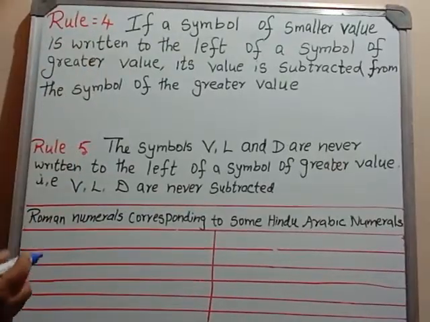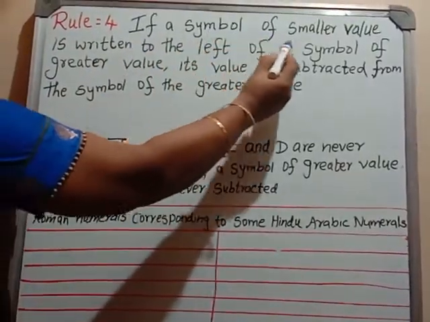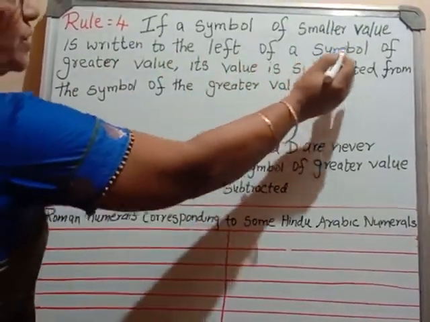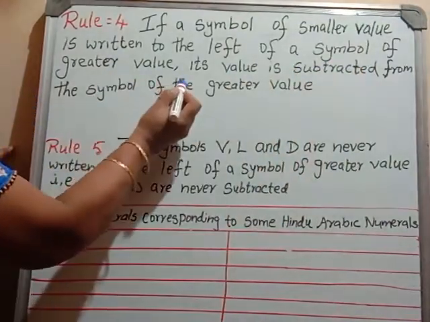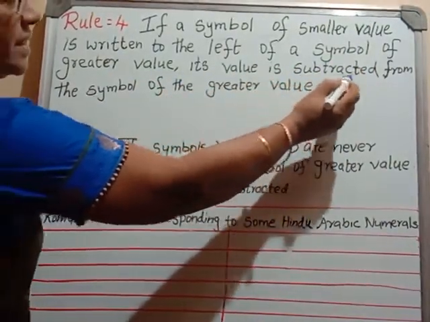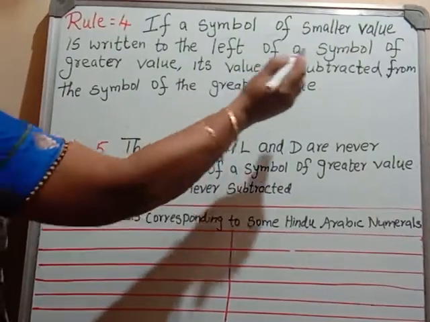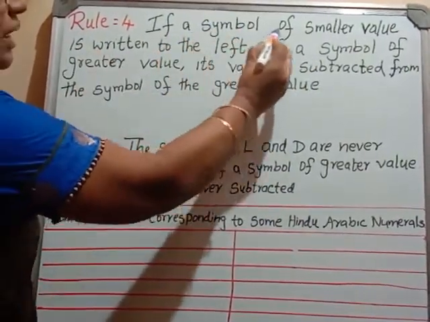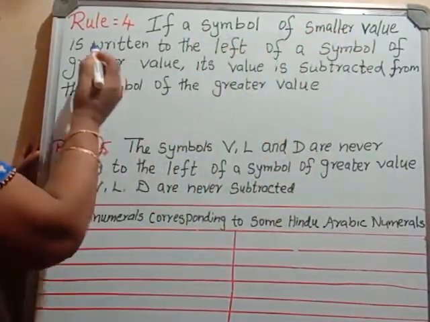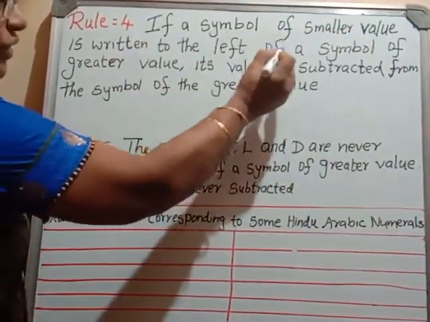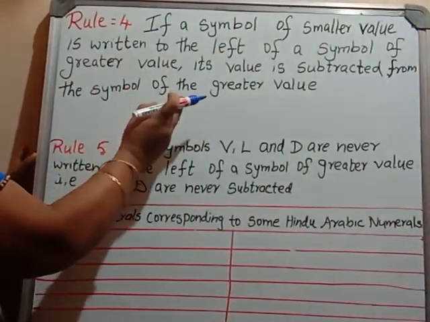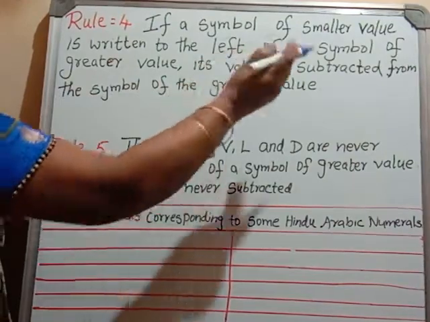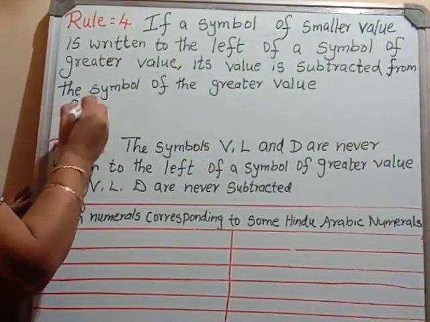Move to rule 4. If a symbol of smaller value is written to the left of a symbol of greater value, its value is subtracted from the symbol of the greater value. I'll repeat once again. If a symbol of smaller value is written to the left of a symbol of greater value, its value is subtracted from the symbol of the greater value. I'll explain with an example.